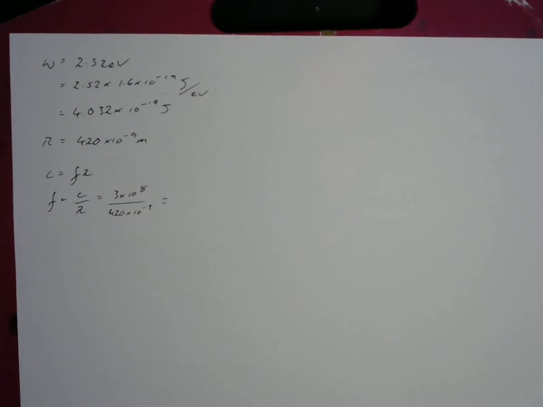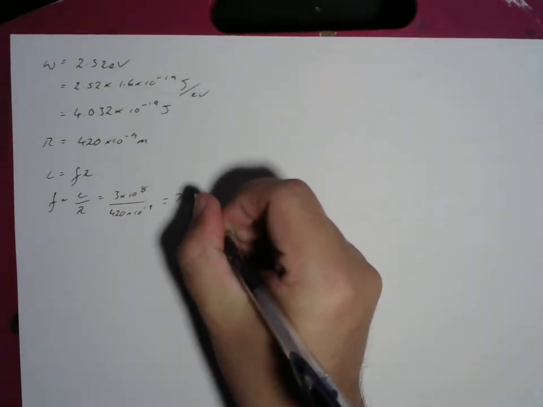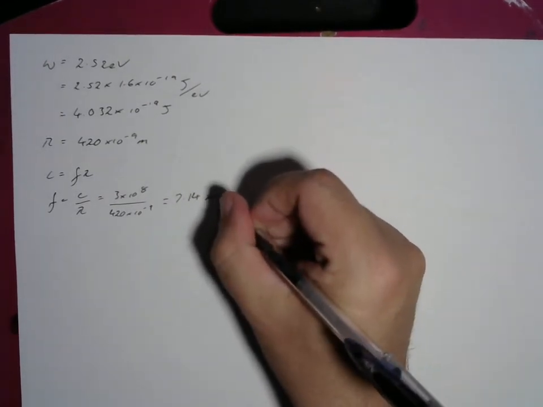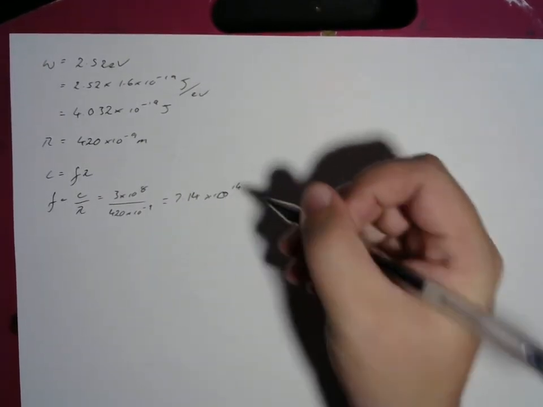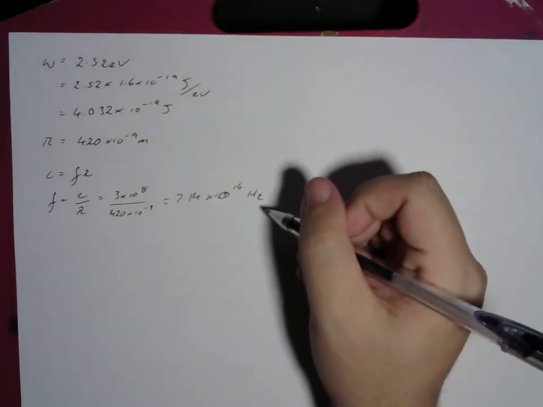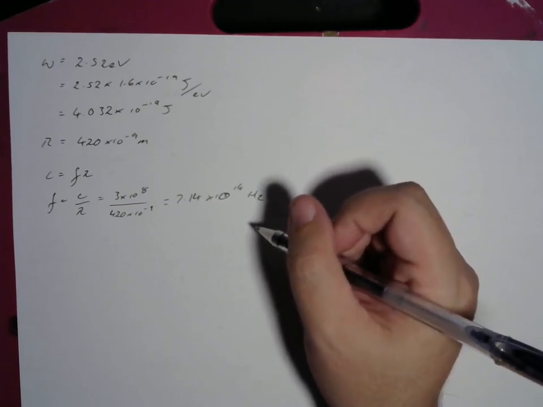310 to the 8 divided by 420 negative 9 is 7.1, let's round that off to 14 times 10 to the 14, and that's in hertz. While units aren't important while you're working, just keep it in mind that getting used to writing that can be beneficial.